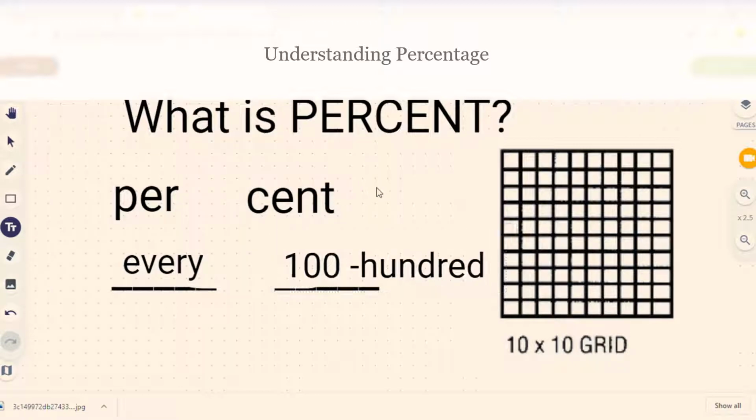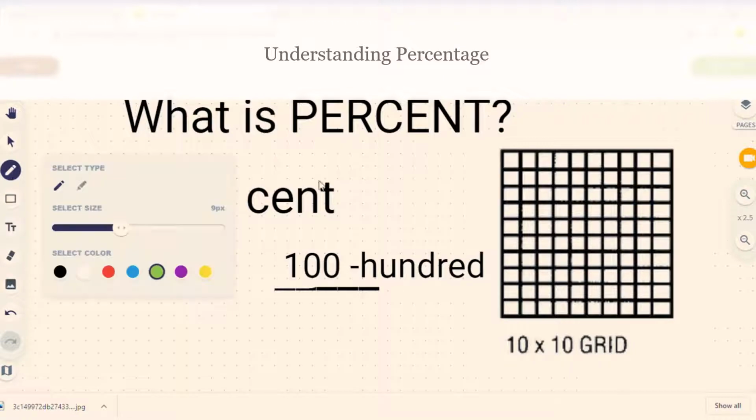Okay, so let's see one example. There is a grid. This grid is a 10 by 10 grid, which has 100 squares. For example, we have 15%. Let's shade the 15%.